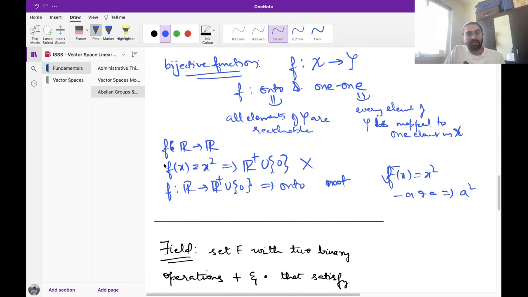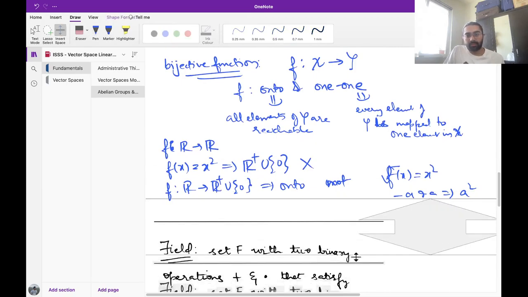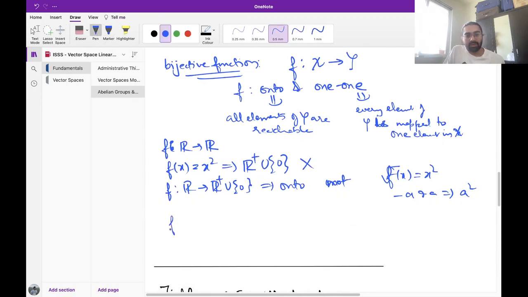Okay. Now I'll define one more function. Let's say R to R, F of X equal to X cubed, for example. I'm claiming this is a bijective function. It can actually cover the whole real number line. Any number on the real number line I can express as a cube of some other number, and it is one-one, right? Any two distinct elements of the input R will not have the same output. Okay, so this is the idea of bijective functions.